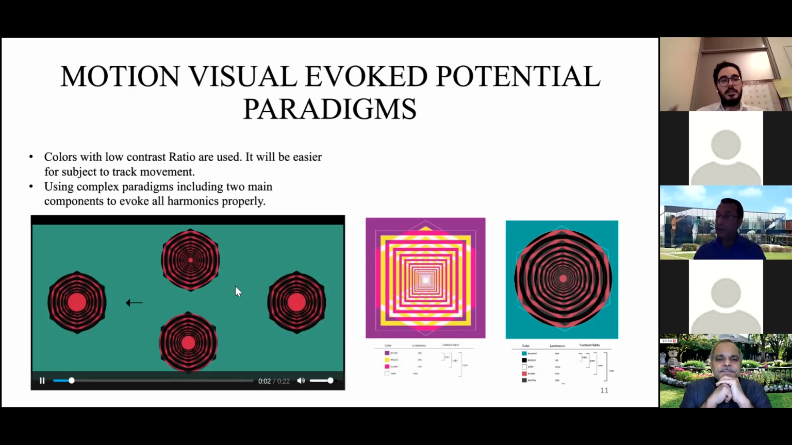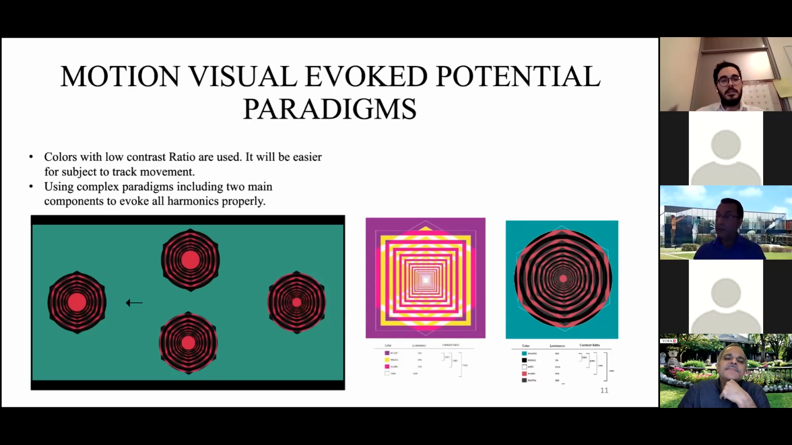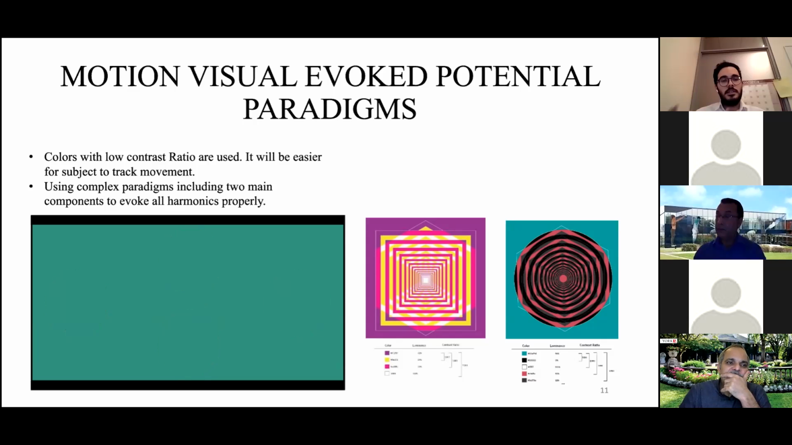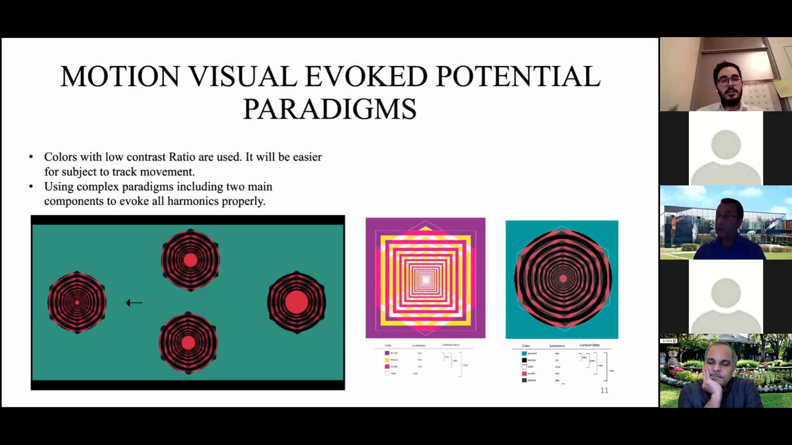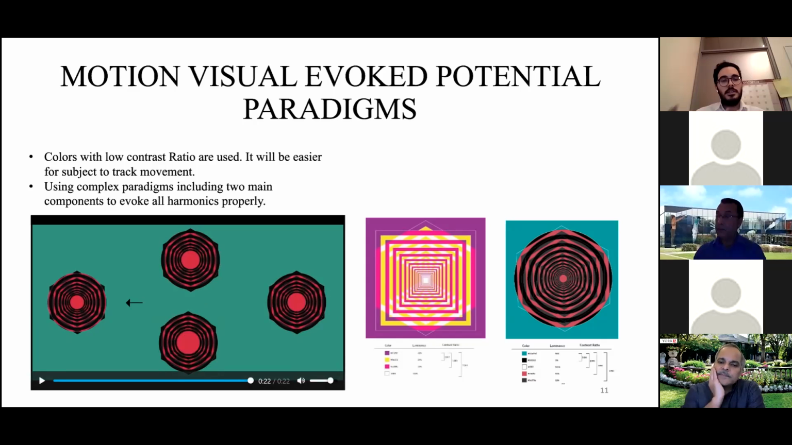If you look at these videos, we make paradigms more complex to make sure that the half and the second harmonics are evoked properly as well. Because we use two types of motion, contraction and expansion, and also radial zoom, which is the resizing of the red circles inside the paradigm. According to the literature, this resizing evokes the half harmonics. So if we combine them, we can make sure that all the harmonics are evoked properly, and this enhances the performance.